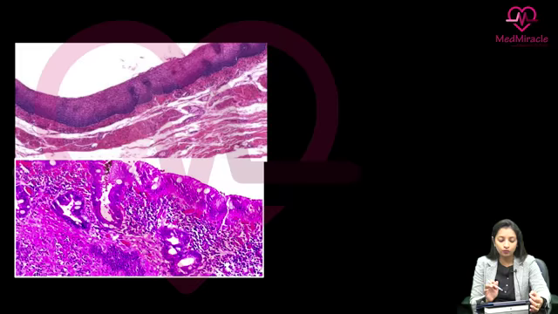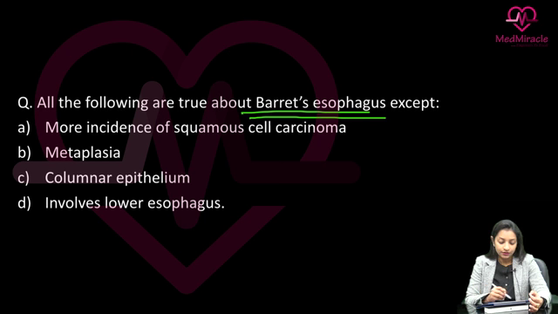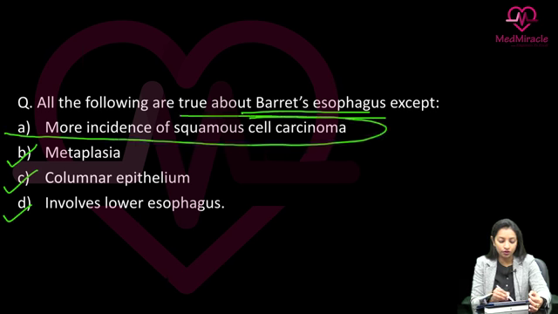So, now I hope you will be able to crack this question. Barrett's esophagus is associated with metaplasia, it is associated with columnar epithelium and it involves the lower esophagus, but the incidence of squamous cell carcinoma is not increased. On the contrary, the adenocarcinoma incidence is increased as it is a pre-neoplastic condition. So, the answer will be A.